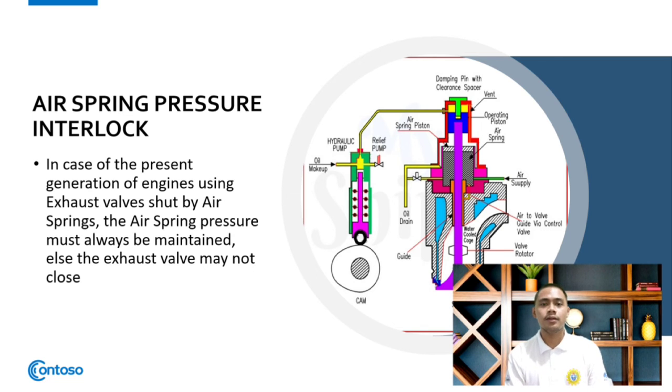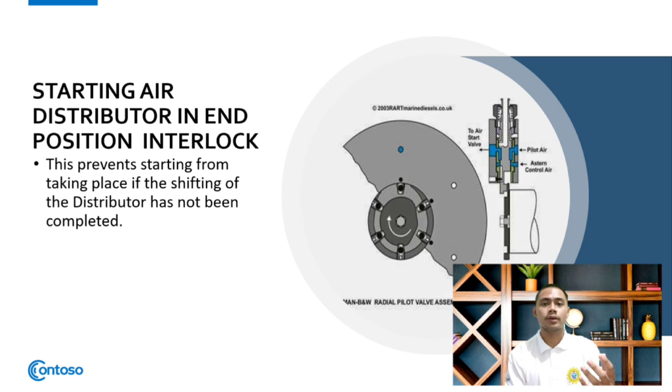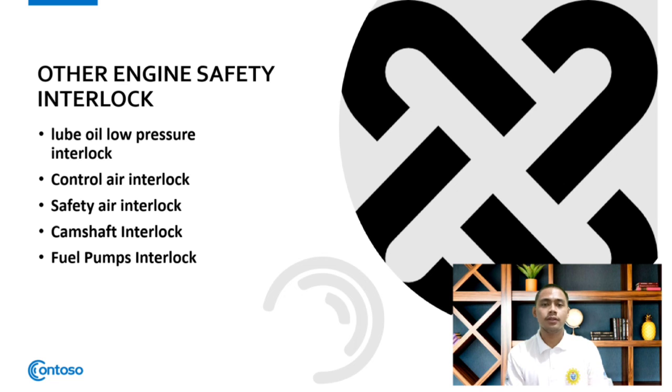The next type of safety interlock is the starting air distributor in end position interlock. Its main function is to prevent starting if the distributor has not yet finished shifting. The air distributor's main function is to start the air valve by supplying air depending on the engine's firing order. Other engine safety interlocks are the lube oil pressure interlock, control air interlock, and safety air interlock.